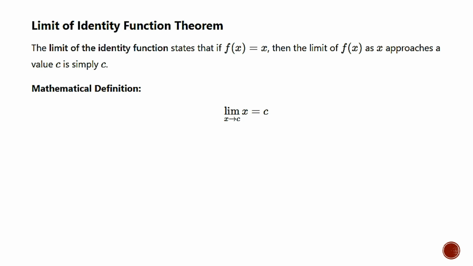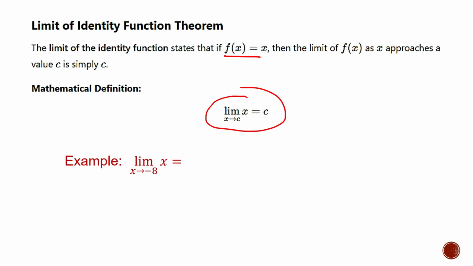We call this the limit of identity function theorem, and it states that if f of x equals x, then the limit of f of x as x approaches a value c is simply c. All right, so that's the mathematical definition of that. So for example, we have the limit of x as x approaches -8. Guess what's the answer to this one? That is correct. It's just equal to -8.